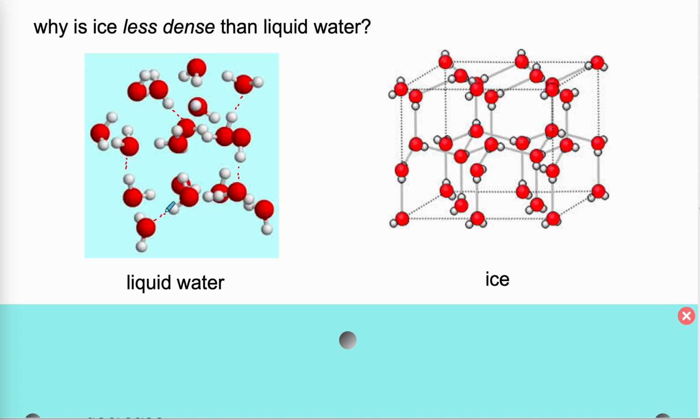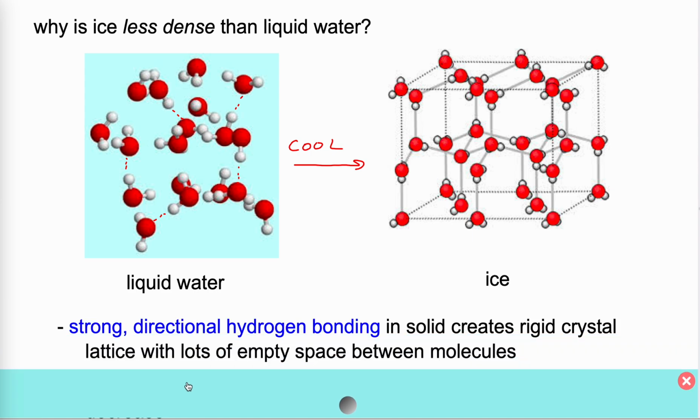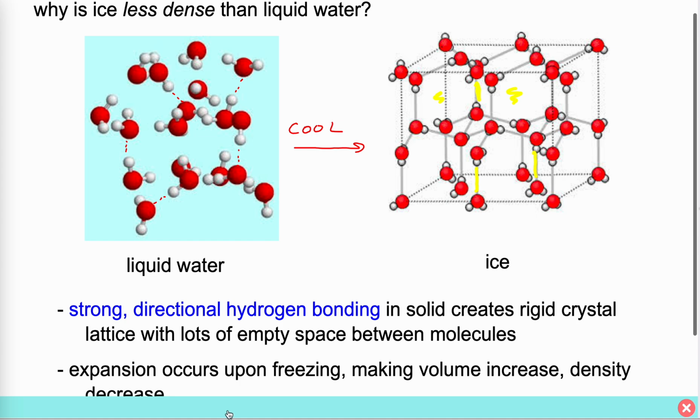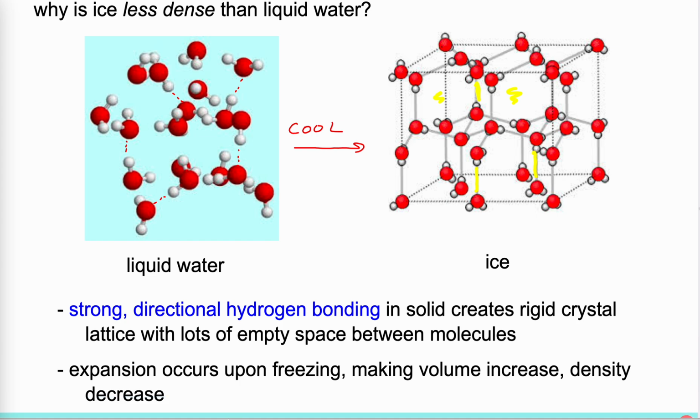But when we cool it down, when we remove heat energy, the water molecules start slowing down, and then suddenly they lock into a solid form in which there is very, very strong directional hydrogen bonding between adjacent water molecules. And that has the effect of locking the molecules into a rigid crystalline lattice. And as you can see, there's lots and lots of empty space between the molecules. Okay? So that means that when water freezes, it expands, making the volume increase and the density decrease, which is pretty cool.